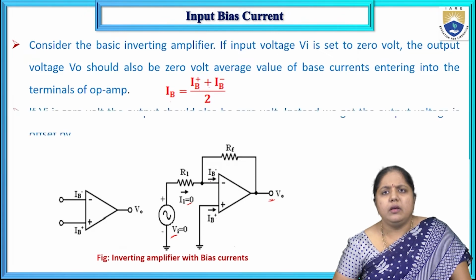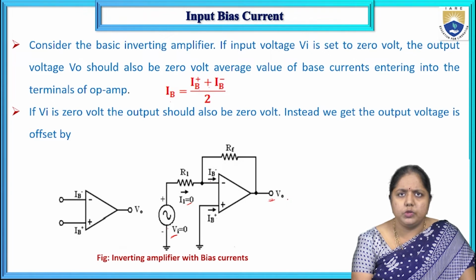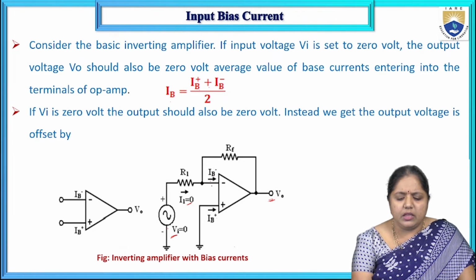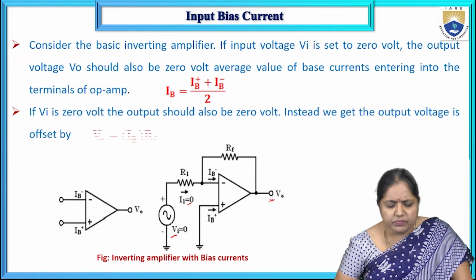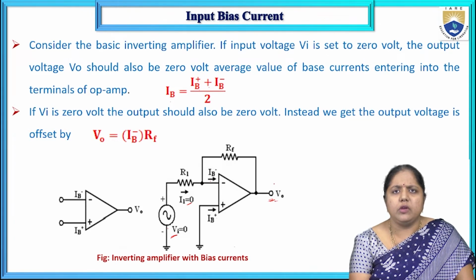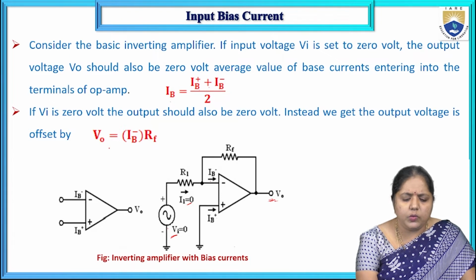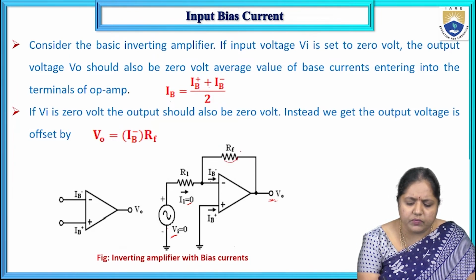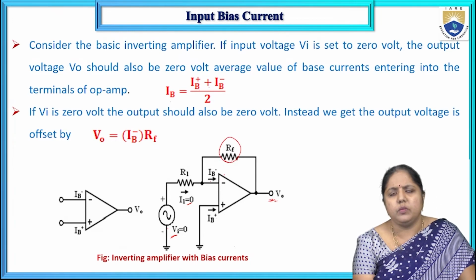If the input is 0, the output should be 0. But due to these bias currents, I am getting a certain amount of output voltage here. So I should make the output voltage equal to 0. The output voltage V0 I can get is equal to the current flowing through the feedback resistor times the feedback resistance value.